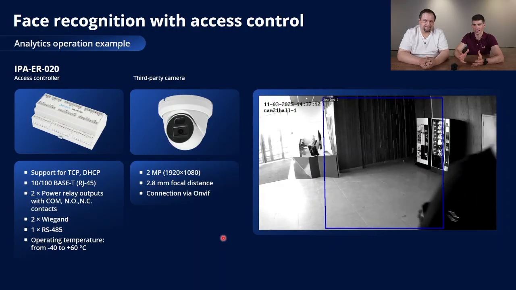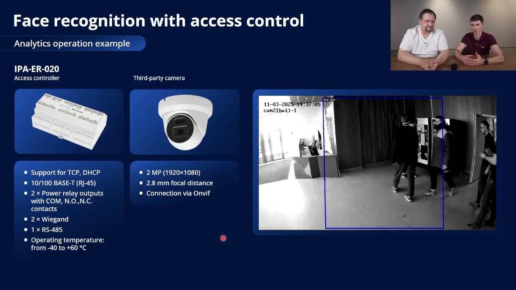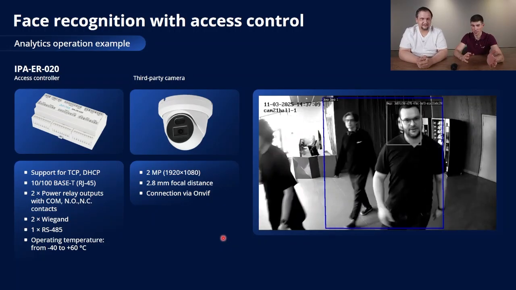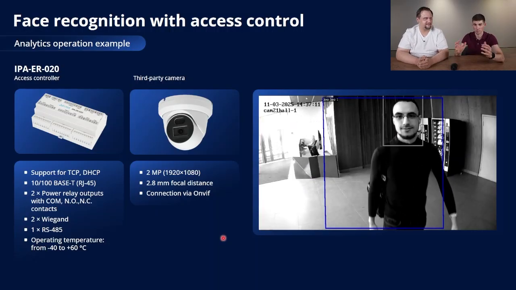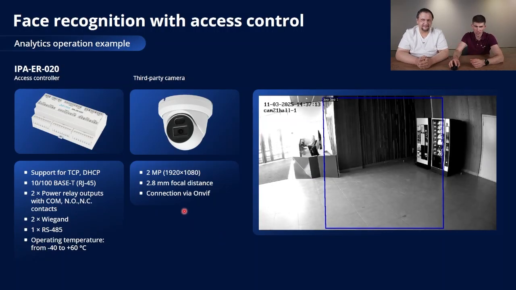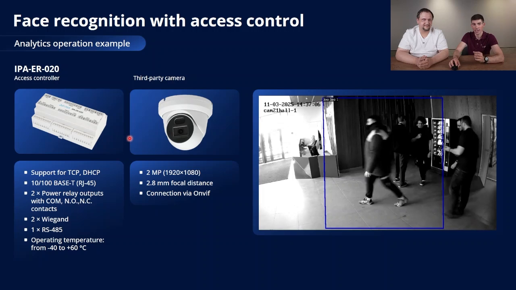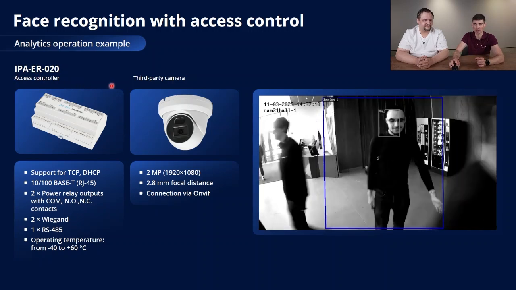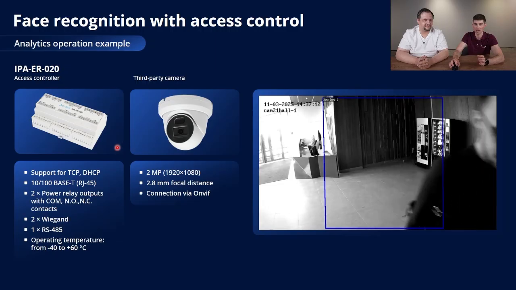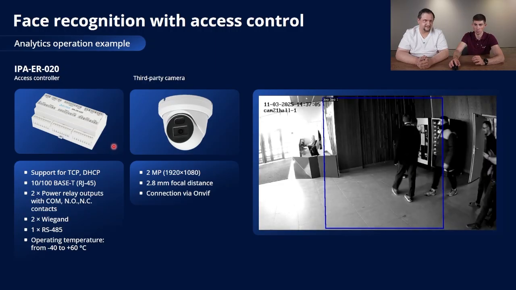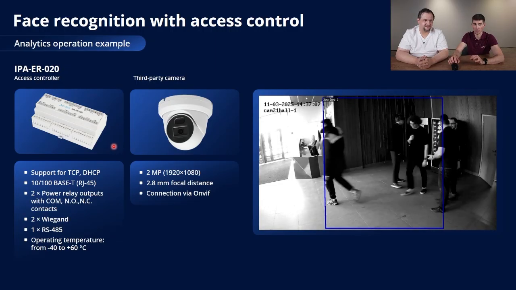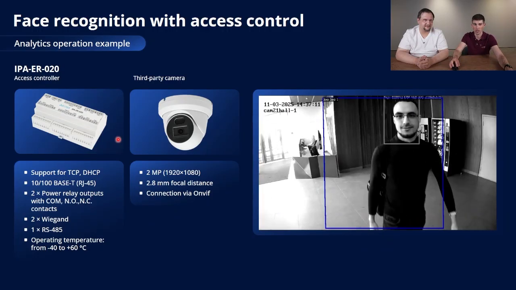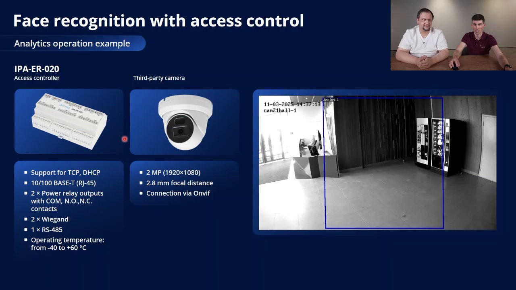Yeah, the fact that all the analytics is run on the server maybe is not that bad, given that you can use third-party equipment, so you're not locked into specifically Eltex cameras. But speaking of hardware, the controller, the IPAER20, is the only piece here that is required. We do not support third-party controllers at this moment, so if you want to organize an access control system, this part here is a must.